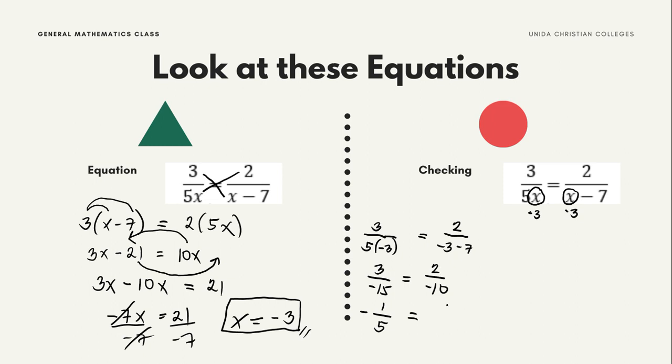So, 2 divided by 2 is 1. 10 divided by 2 is 5. And positive divided by negative is negative. And as you can see po, they have the same value or they are equal. So, it means that the value of your x is correct, which is negative 3.